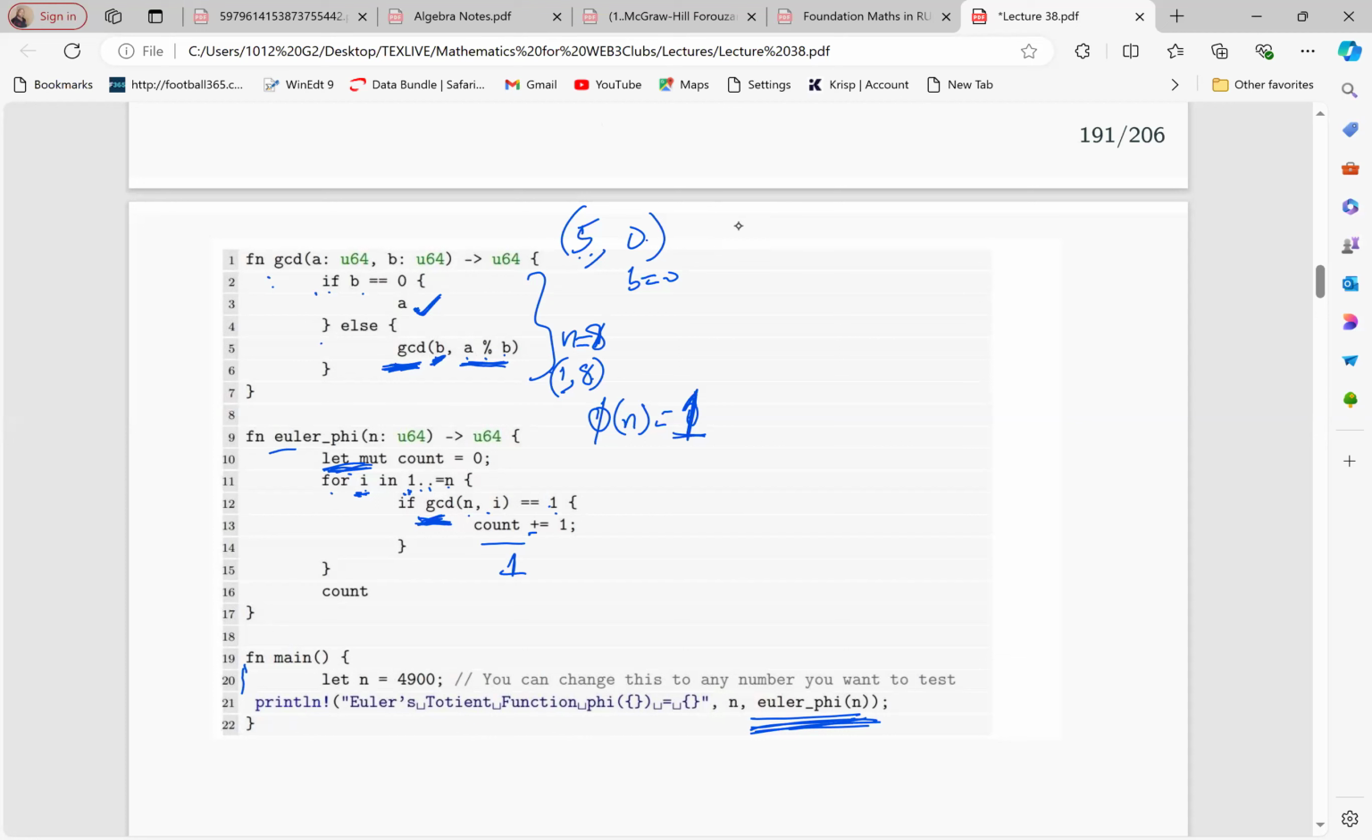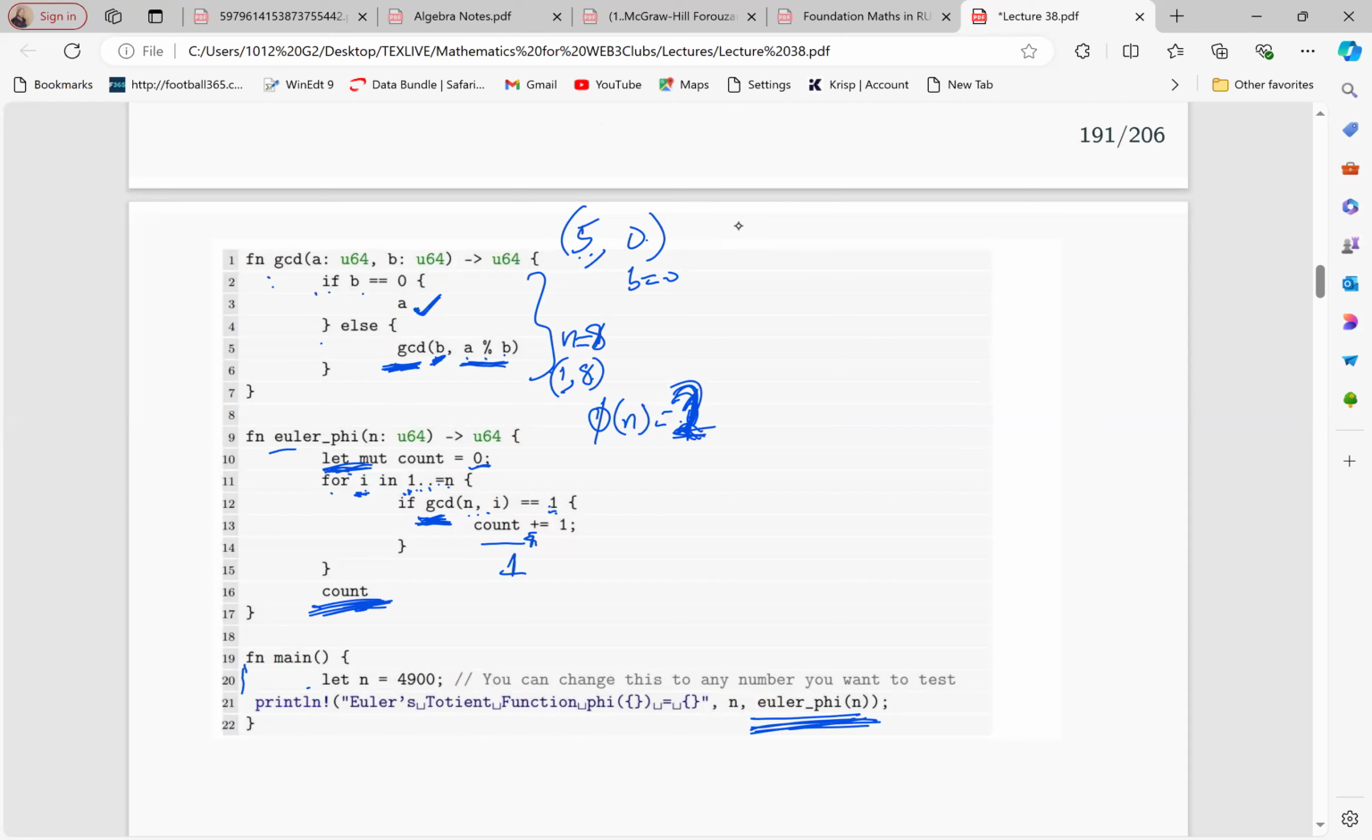Now it goes to 3. i is 3 now. Then it checks the GCD of 3 and n. If it's 1, another count. So this 1 changes to 2. That's why he says that it will be mutable. So the result will be changing. So it's counting, then it goes until the final count. Now it stops there.